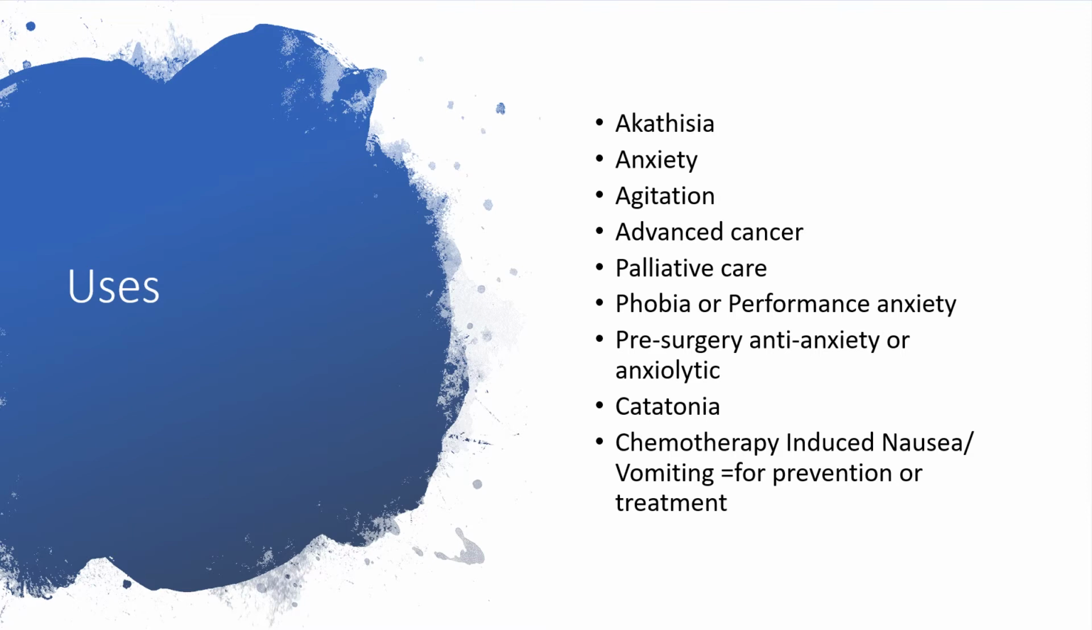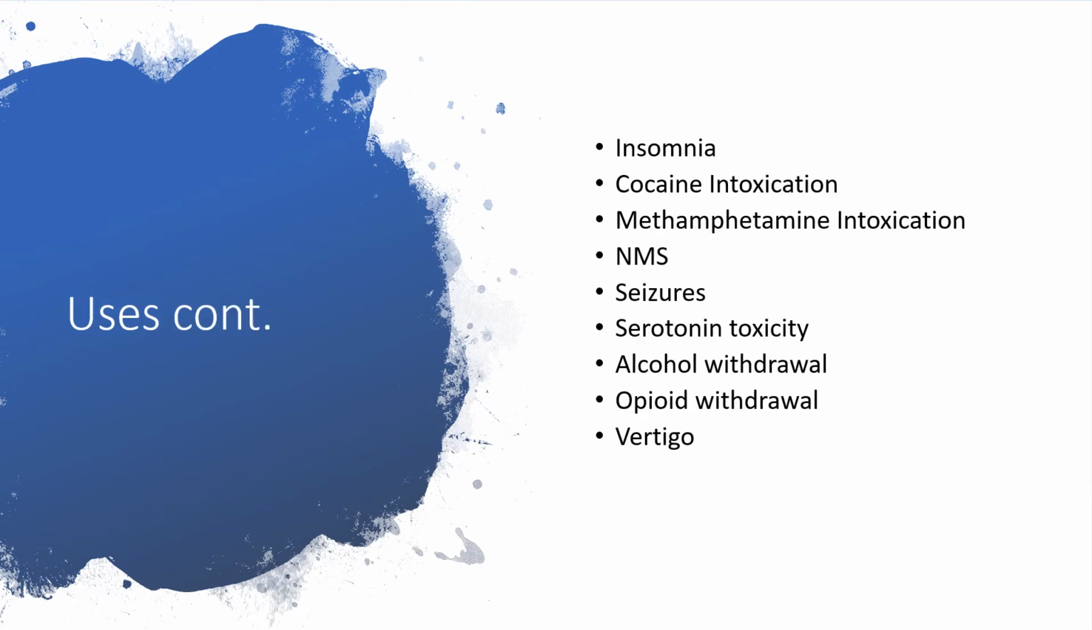Catatonia. Chemotherapy-induced nausea and vomiting. Here, you can use Lorazepam for prevention of chemotherapy-induced nausea and vomiting or for the treatment. Still on uses, Lorazepam will be very helpful to handle insomnia, cocaine intoxication, methamphetamine intoxication, neuroleptic malignant syndrome, and those on neuroleptics who are developing extrapyramidal side effects like akathisia, seizures, serotonin toxicity, alcohol withdrawal, opioid withdrawal, vertigo.